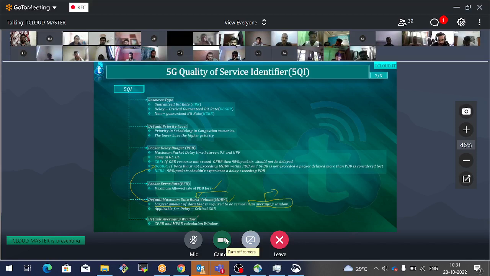Default averaging window. To calculate the guaranteed bitrate or maximum flow bitrate, whatever the time unit T you take to calculate the bitrates, that time unit is what we call the default averaging window. It is the GFBR and MFBR calculation window value, or time value, basically.